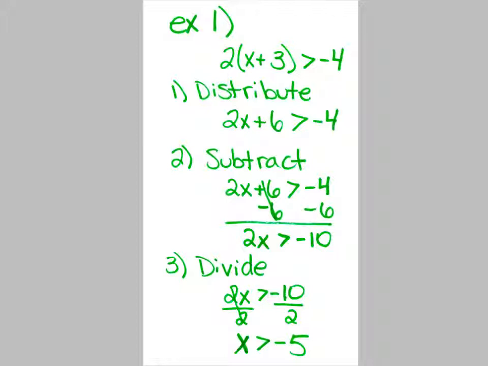The second step is to subtract the 6 from both sides of the inequality. So we have 2x is greater than negative 4 minus 6, which is negative 10. Finally, the last step is to divide both sides of the inequality by 2. So 2 divided by 2, we're left with x is greater than negative 10 divided by 2, which is negative 5.